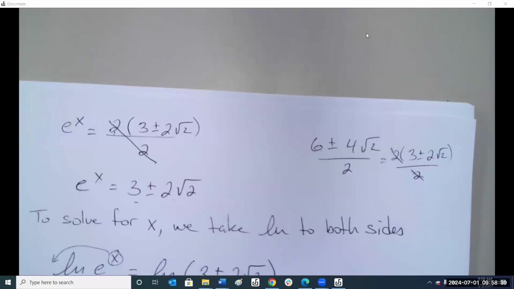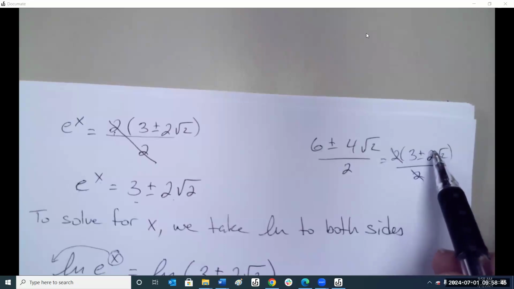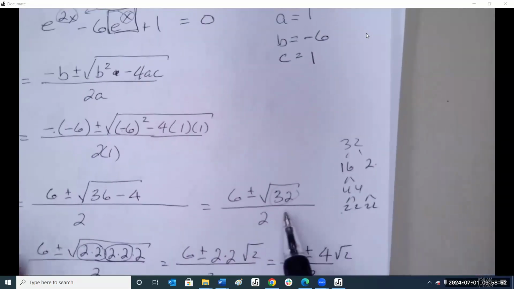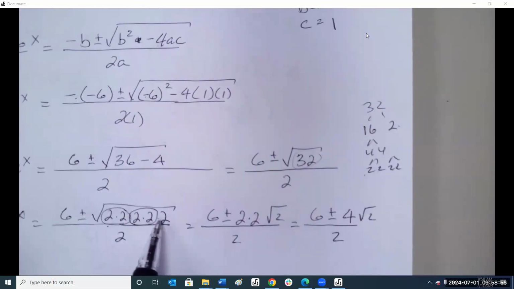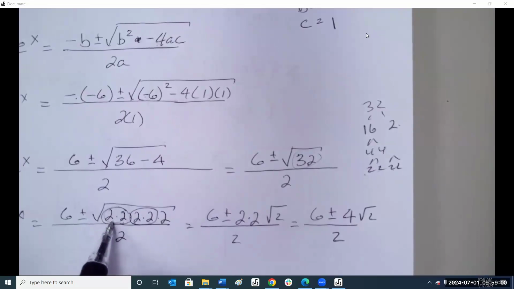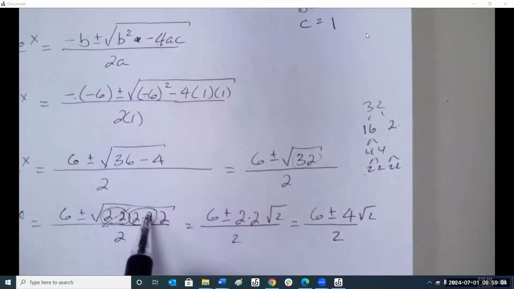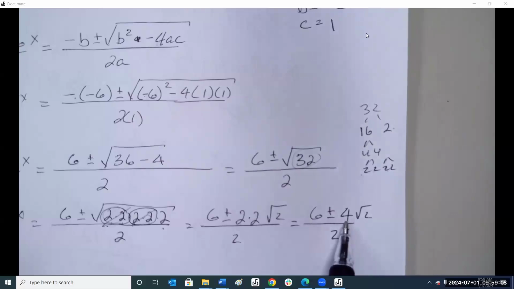Going back to the equation, the 32 became 2 to the 5th. The 32 became 2 times 2 times 2 times 2 times 2. Since we need a pair, here's a pair, so that comes out. Here's a pair, it comes out. So we only have one more left inside there. 2 times 2 is 4, radical 2.